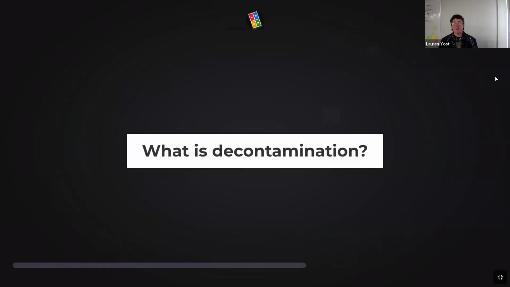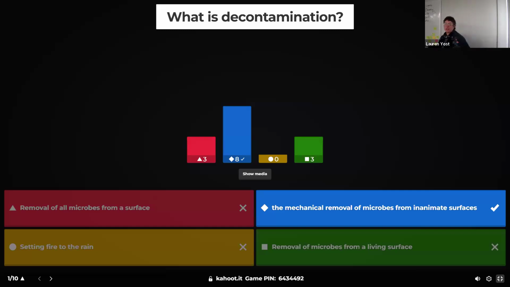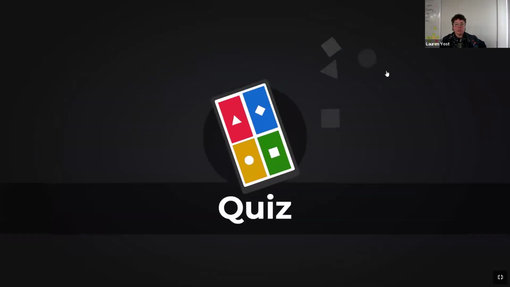All right, question 1. What is decontamination? Decontamination refers to the mechanical removal of microbes, typically from inanimate surfaces, but it's a term that can be applied to animate surfaces as well, as it turns out. But remember, removal of all microbes would be sterile after that. So that's the term for that one. And removing microbes from a living surface is asepsis or antisepsis.